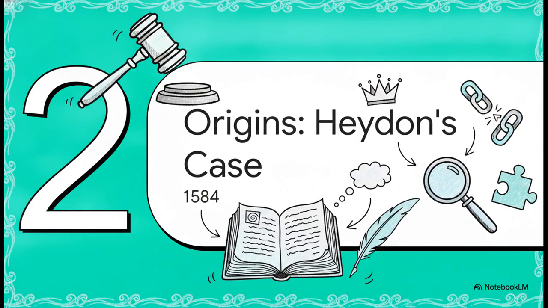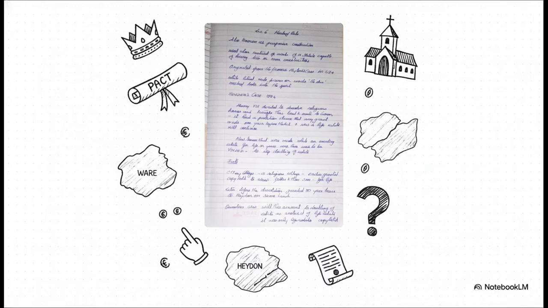Moving on to Section 2, Origins, specifically Hayden's case from 1584. Examiners love historical authority, and for the Mischief Rule, your absolute starting point has to be Hayden's case. You don't need to give a massive history lesson in your exam, but a quick mention of the facts proves you really know your stuff.